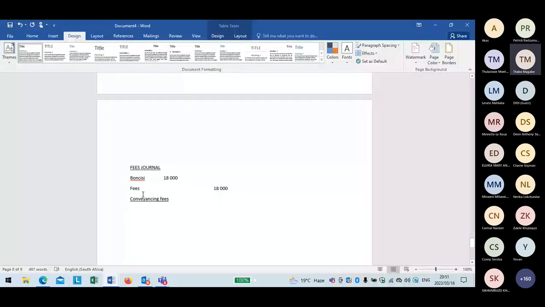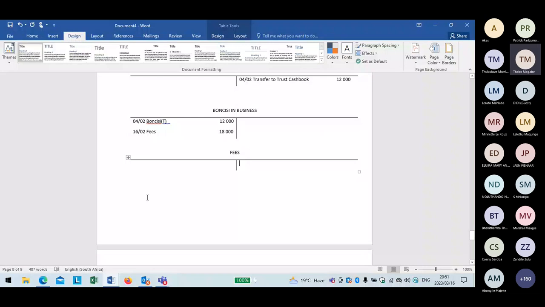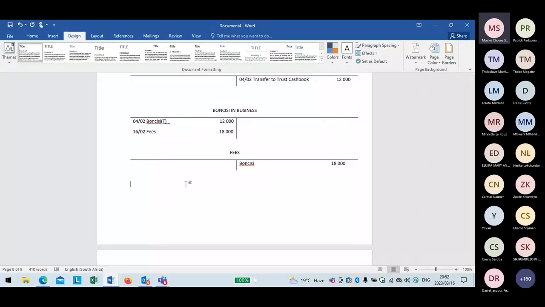So, do we debit or credit fees? We credit. And what is our narration? Conveyancing legal fees. So we've written our fees now. Conveyancing, Bonchisi. What else do we do after writing fees? We do the cash transaction: transfer from trust to business. We go to the transfer journal.